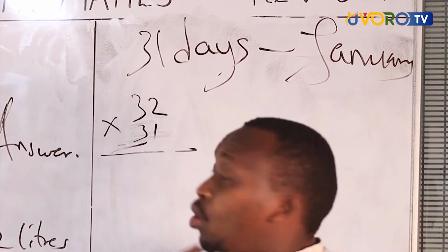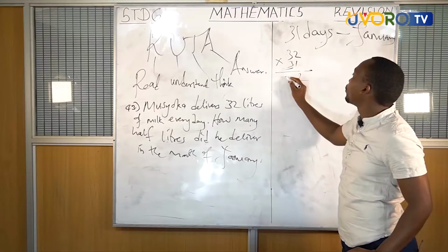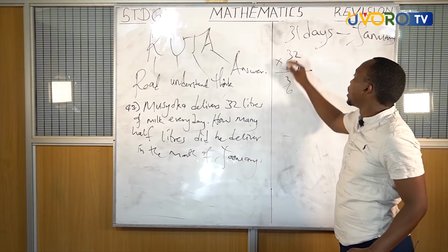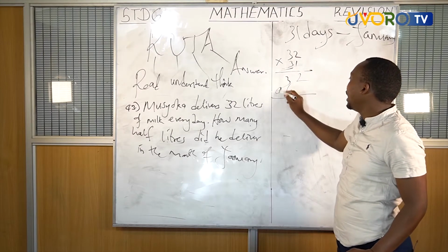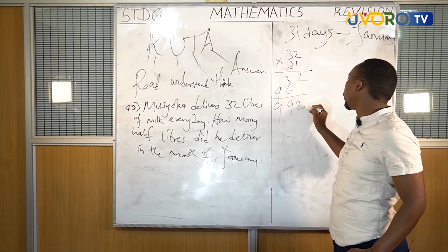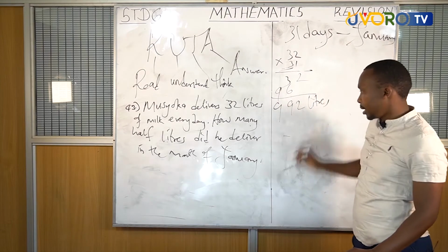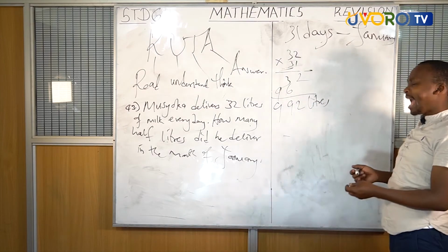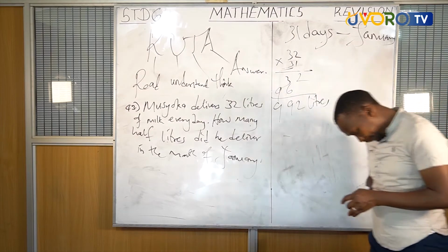Now, 2 times 1 is what? 2. 3 times 1 is 3. 3 times 2 is 6. 3 times 3 is what? 9. So 992 liters.